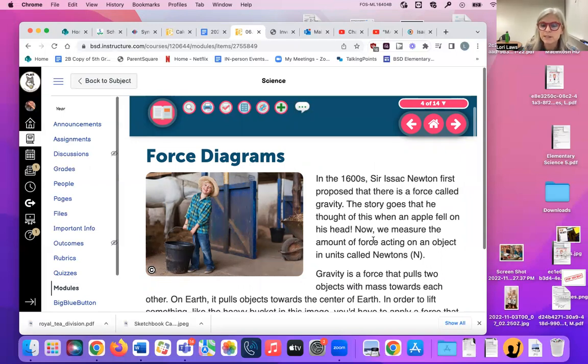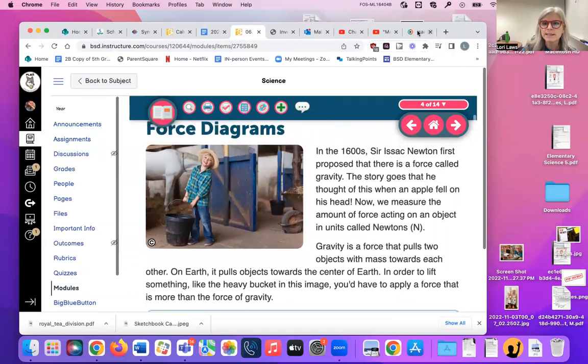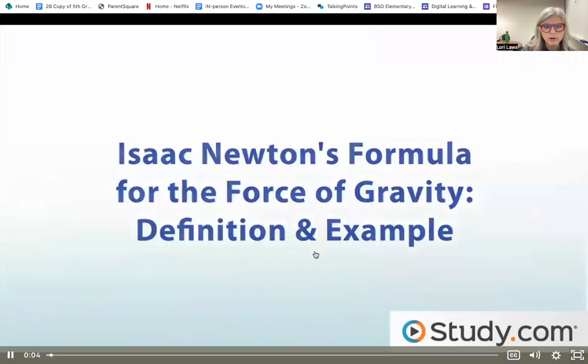Gravity is a force that pulls 2 objects with mass toward each other. On Earth, it pulls objects toward the center of the Earth. In order to lift something like a heavy bucket in this image, you'd have to apply a force that's more than the force of gravity. So let's look at this little video on Sir Isaac Newton and see what they're talking about.